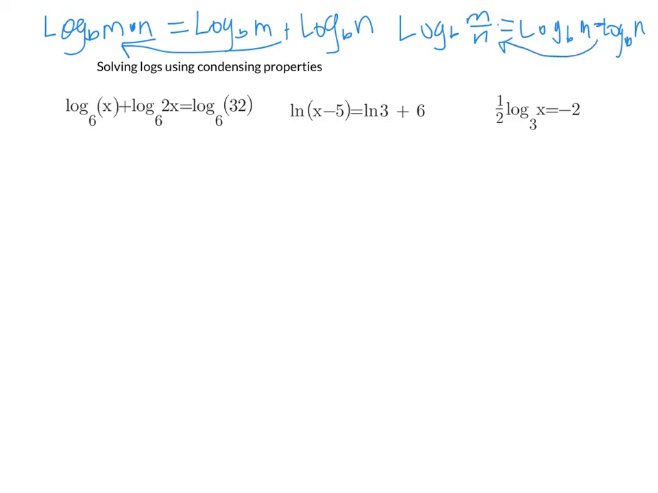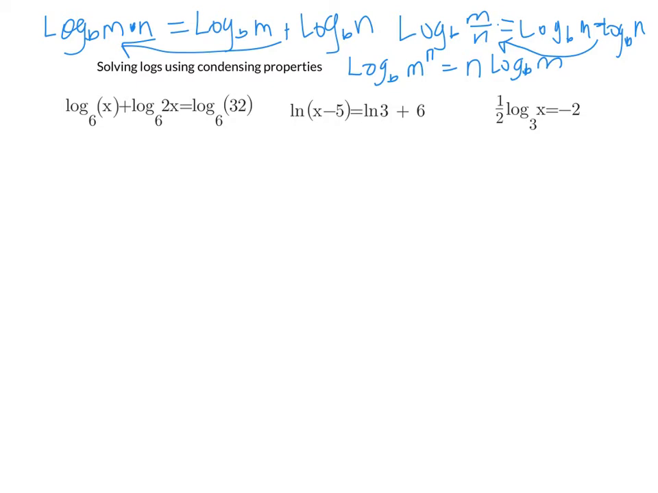And then our power property says log base b of m to the n is the same as n times log base b of m. And we'll be going backwards, writing our coefficients as exponents.